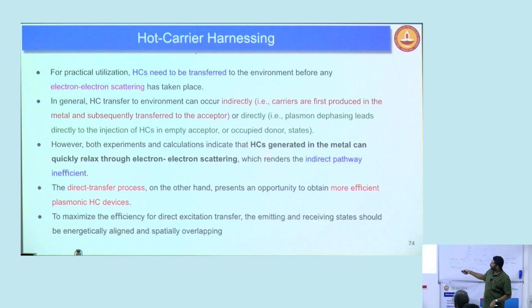Both experiments and calculations indicated that hot carriers generated in the metal can quickly relax through this scattering, which renders the indirect pathway inefficient. So we need to create more efficient direct transfer processes. This is one area that we are working on. What we found so far is that changing the shape and size can be simple things that you can do. In addition, transition metal doping can help to directly increase the hot carriers, specifically hot electrons. We are still working on that. So this will be one important thing to look for. If we can achieve it, then we can drive chemical reactions the way that we want.